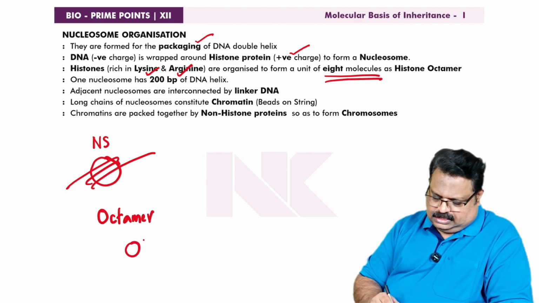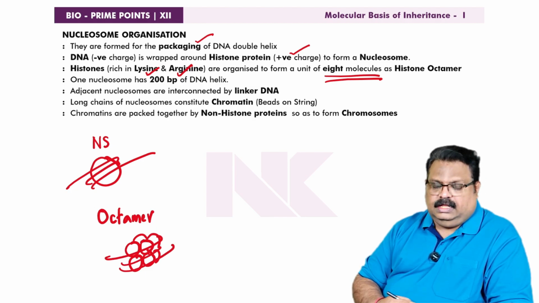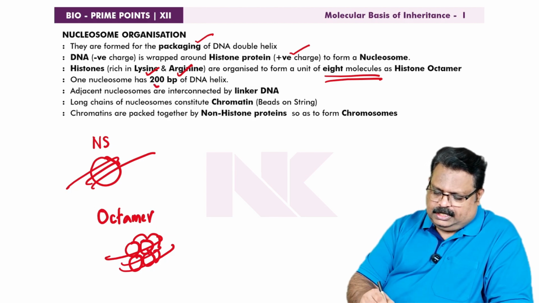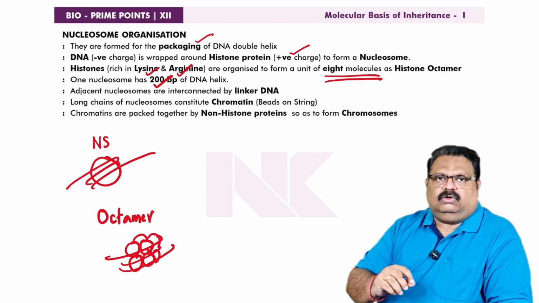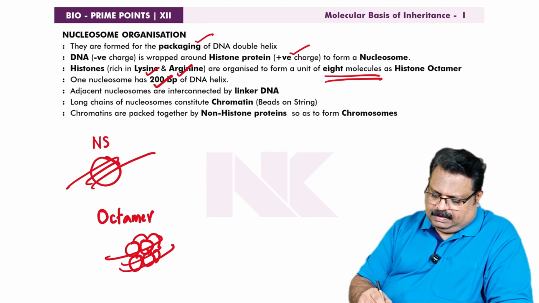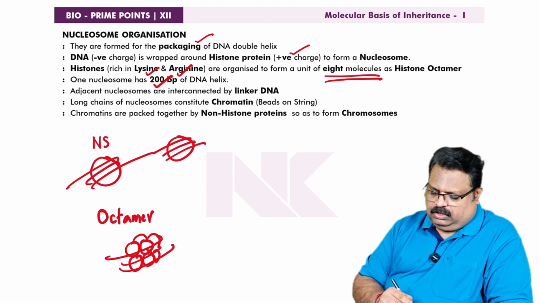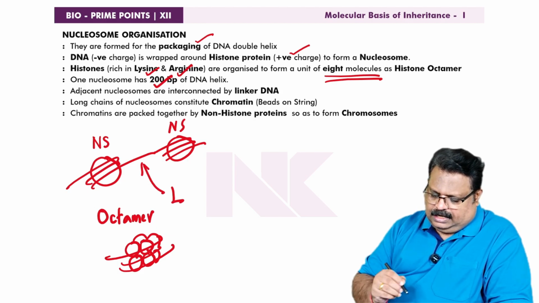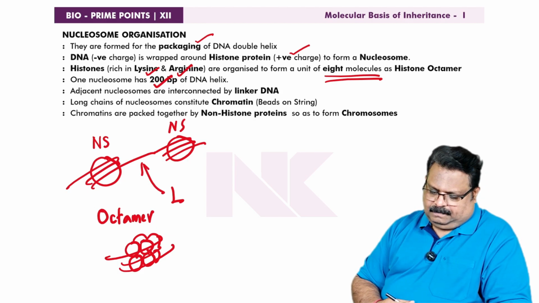Suppose this is a histone octamer. The 8 units are surrounded by the DNA coils. One nucleosome has around 200 base pairs of DNA helix. The adjacent nucleosomes are interconnected by linker DNA. Suppose this is another histone protein, which again forms a nucleosome. So this is another nucleosome. Adjacent nucleosomes are interconnected by a DNA, and that DNA is called linker DNA.